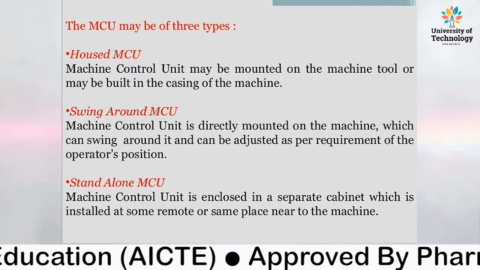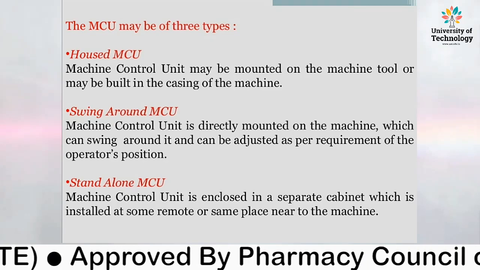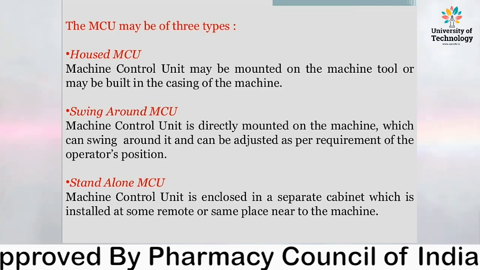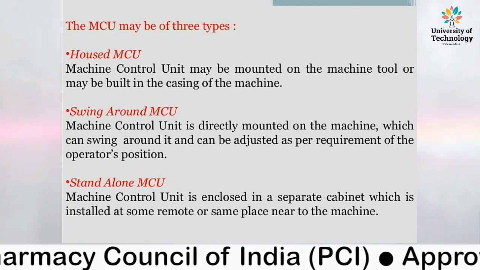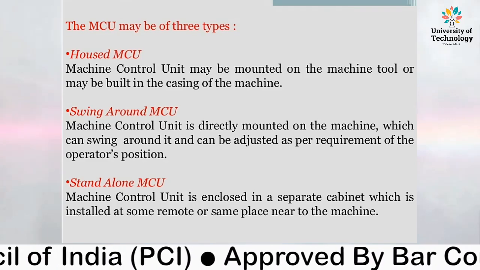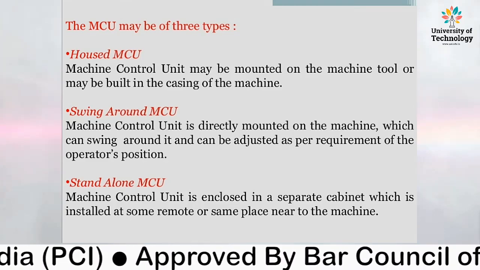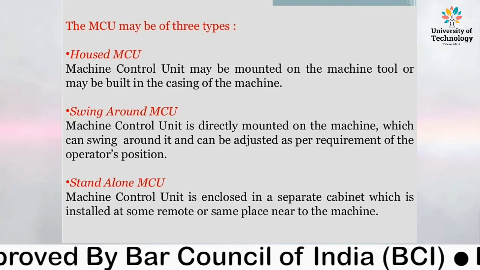The MCU, meaning the machine control unit, may be of three types. The first one is the housed MCU. The housed MCU may be mounted on the machine tool or may be built into the casing of the machine.